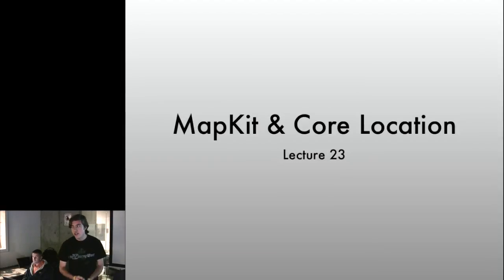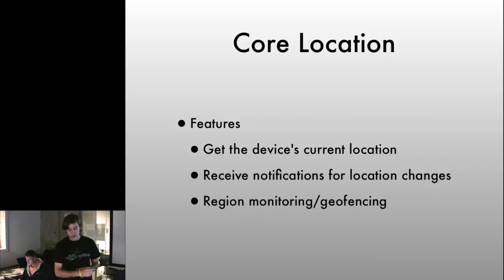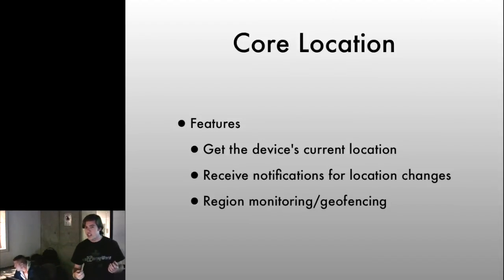Today we are talking about MapKit and Core Location, which allow you to make your app really location aware, know where the user is, and draw maps to show the user where they are, and all that kind of good stuff. So to begin, we're going to start with Core Location, which is a set of frameworks for getting the device's current location.